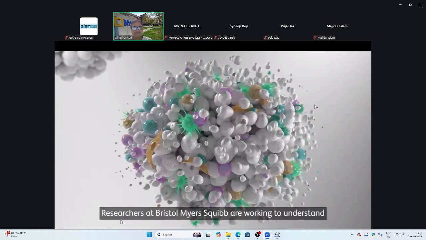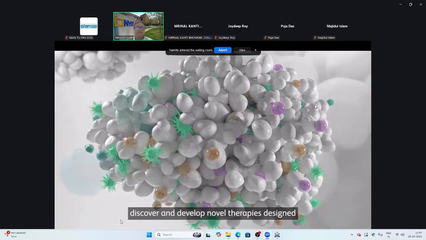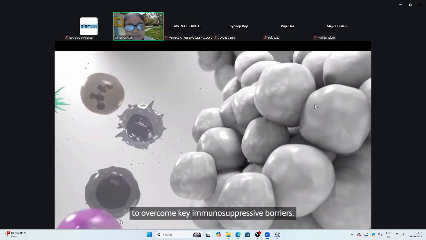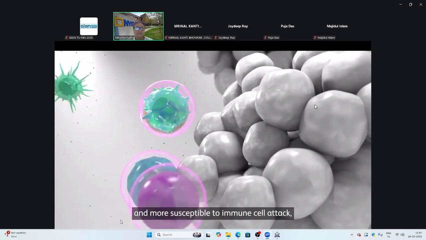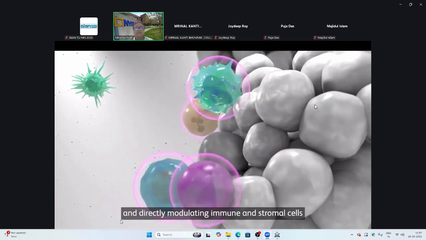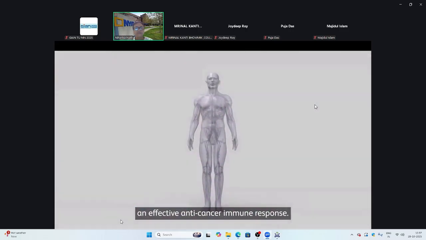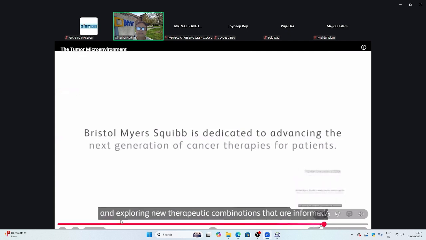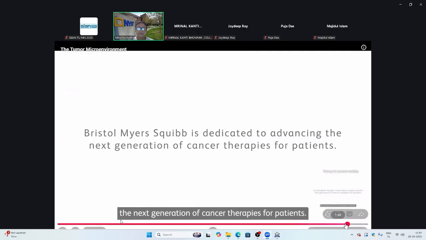Researchers at Bristol Myers Squibb are working to understand how the cellular components within the TME interact in order to discover and develop novel therapies designed to overcome key immunosuppressive barriers. This includes targeting cancer cells to make them more visible and more susceptible to immune cell attack, and directly modulating immune and stromal cells to optimize the body's ability to mount an effective anti-cancer immune response. Bristol Myers Squibb is dedicated to developing new therapies and exploring new therapeutic combinations that are informed by the complexity of the TME in order to advance the next generation of cancer therapies for patients.